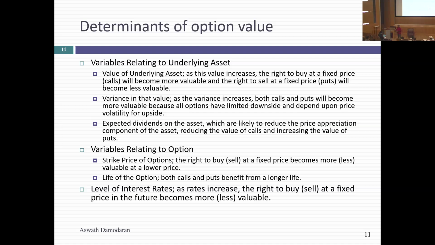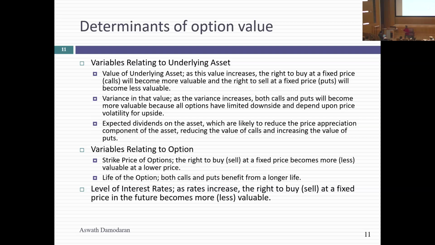Second is the variance in the value of Tesla. And here's where options are different from any other asset. The more variable, so right now we don't know what tomorrow evening will bring. In fact, tomorrow is going to be an extraordinarily volatile day for Tesla. Up or down.